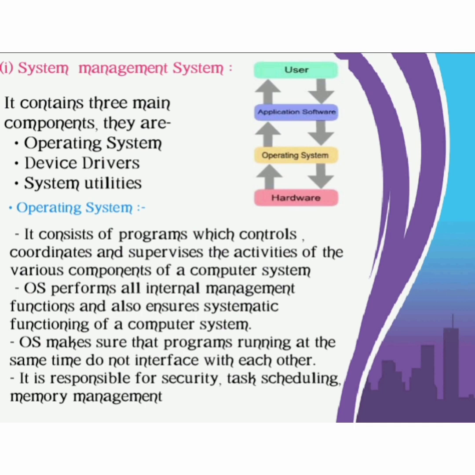Operating system consists of programs which control, coordinate, and supervise the activities of the various components of a computer system. The OS performs all internal management functions and also ensures systematic functioning of a computer system. The OS makes sure that programs running at the same time do not interfere with each other. It is responsible for security, task scheduling, memory management, disk scheduling, etc. Examples of operating systems: we use the Windows operating system, but there are many more, like Android, Unix, Linux, and DOS.